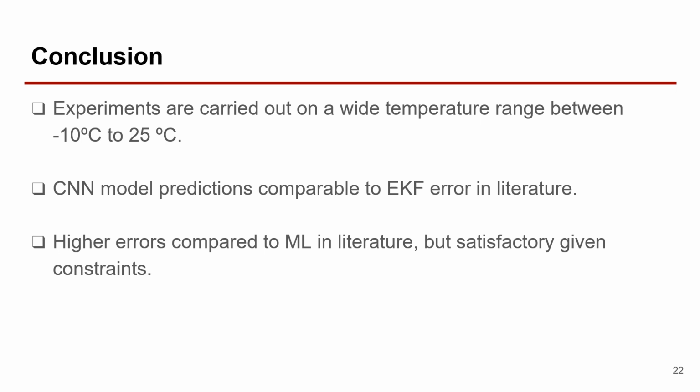The CNN model predictions were comparable to the extended Kalman filter errors that we see in literature, where it is usually less than 2%, which is comparable to our model's errors. Although our model's errors are higher compared to the machine learning estimations in literature, they're satisfactory given the constraints that we had in terms of compute power and training time.